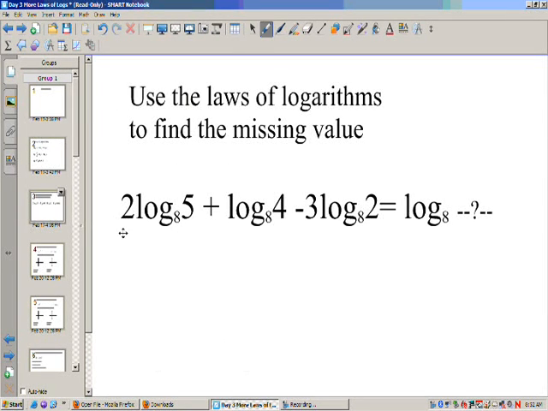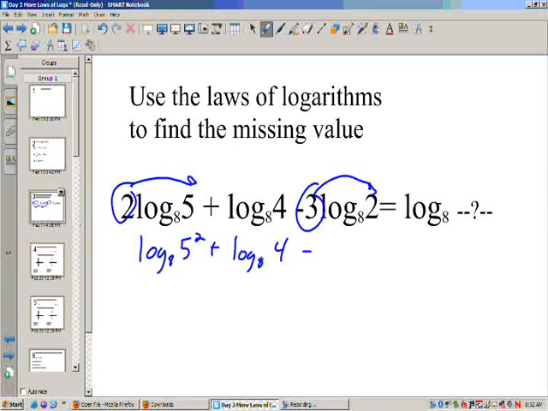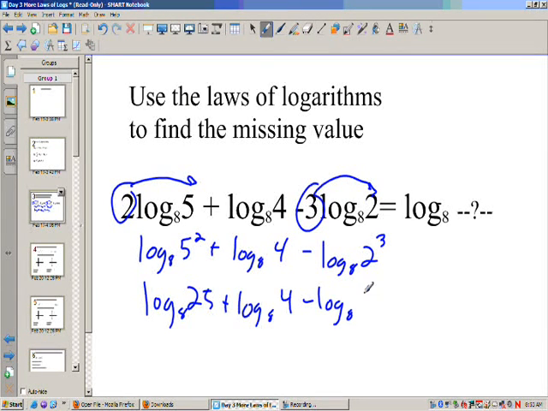So for instance, if we want to simplify this, notice that they all have the same base, so we can use our rules. This 2 can come up as an exponent, so this would be log base 8 of 5 squared plus log base 8 of 4 minus this, again, can go up into the exponent, log base 8 of 2 to the third power. Now here, we can just simplify it. Forgot my base 8 down there. 2 to the third, that is 8.